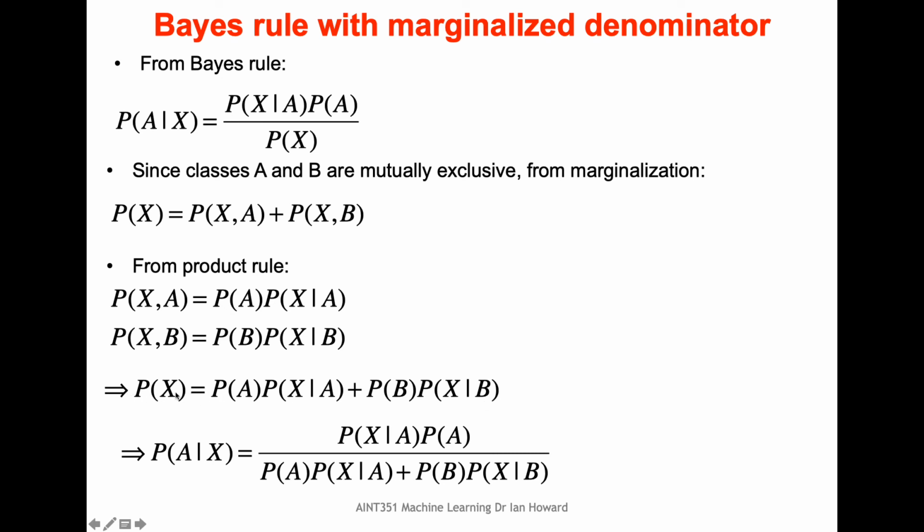We substitute in the probability of X into the expression at the top, and then we've got our final expression for A given X in terms of X given A and P of A, and also this other term at the bottom, which is basically just the sum of this for one event and also for the other.